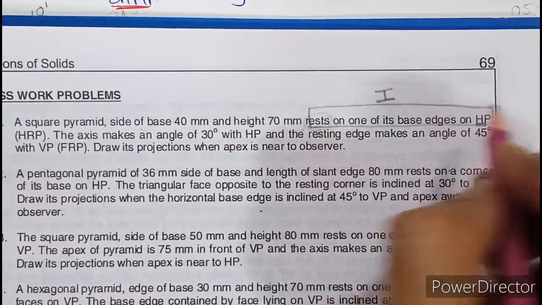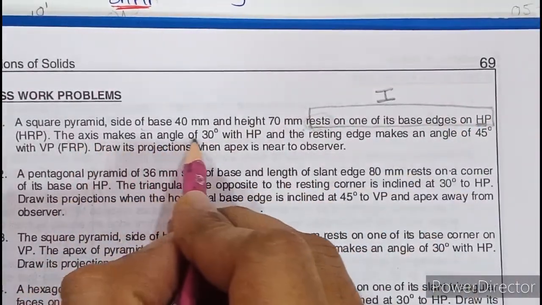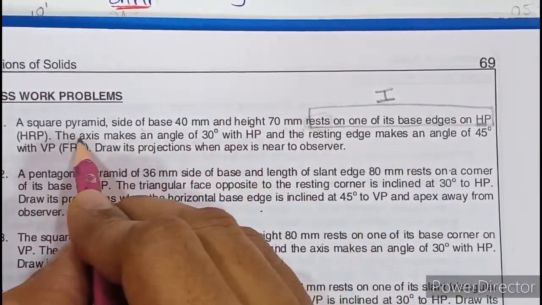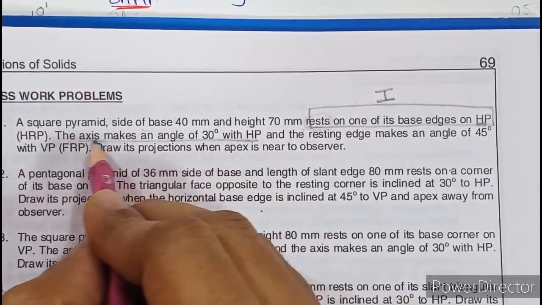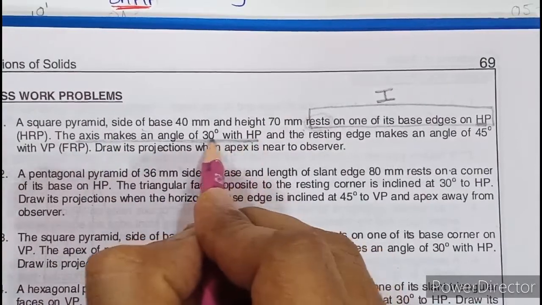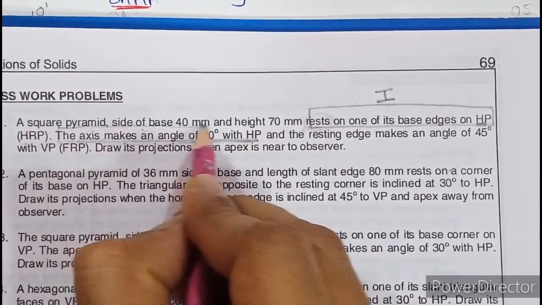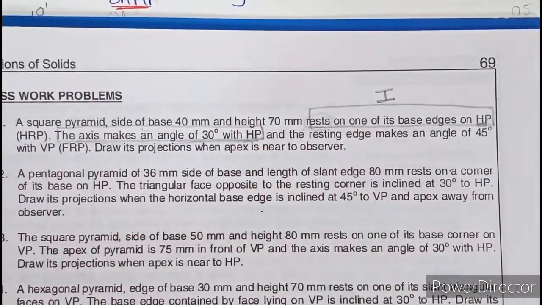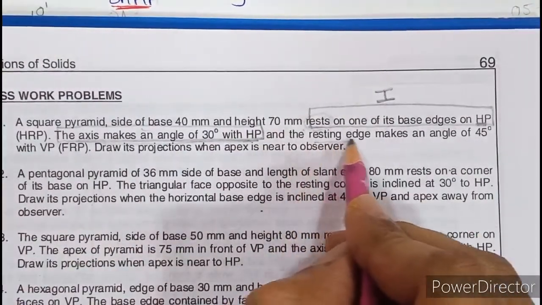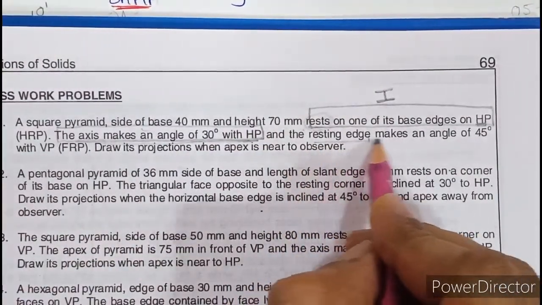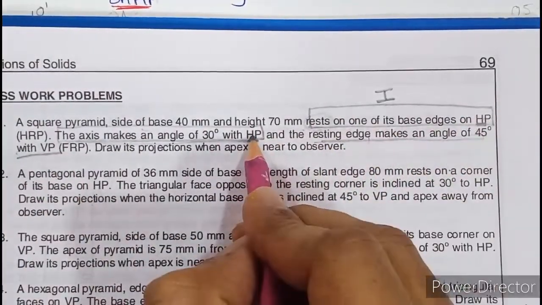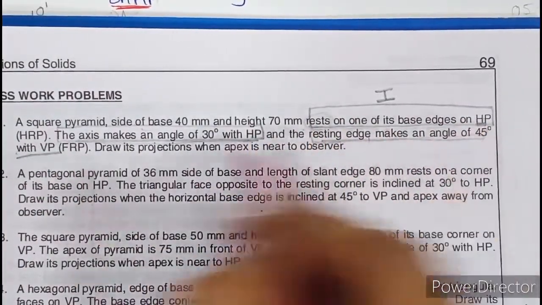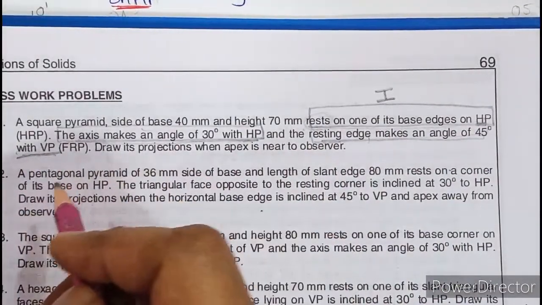So reading the question further, the axis makes an angle of 30 degree with HP. Axis means a line. Line makes 30 with HP. You can see it from the front view, and the front view is drawn above. So this is our second condition. Axis makes 30 with HP. And the third condition is the resting edge, that means AB makes an angle of 45 with VP. So see, first stage HP, second HP, and the resting edge makes 45 with VP has to be the third stage.